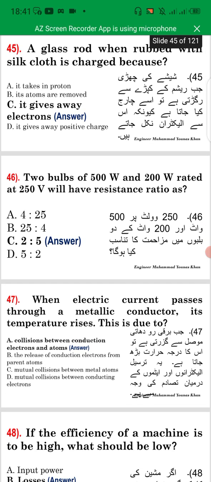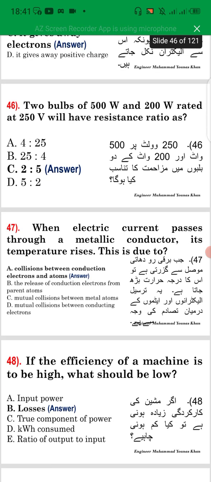Question number 46. Two bulbs of 500 watt and 200 watt rated at 250 volt will have a resistance ratio of: 4 to 25, 25 ratio 4, 2 ratio 5, 5 ratio 2. So the correct answer is 2 ratio 5.